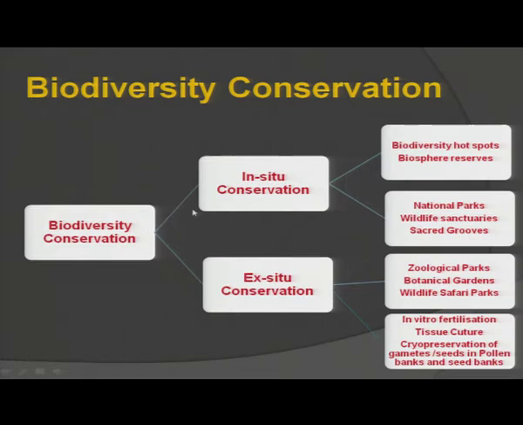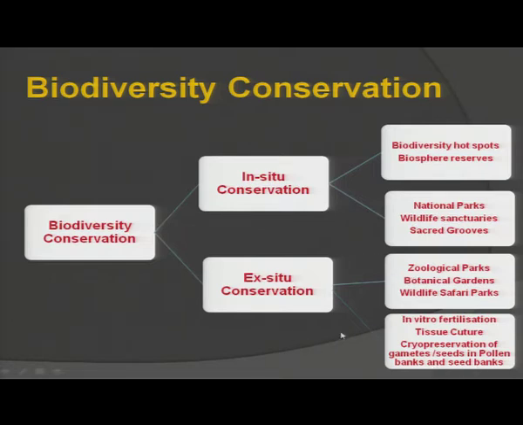Biodiversity conservation can be further classified into two types, in situ conservation and ex situ conservation. In situ conservation, again as you can see in this table, biodiversity hotspots, biosphere reserves, national parks, wildlife sanctuaries, sacred groves, all these are included in the in situ conservation of biodiversity. The ex situ conservation enlists zoological parks, botanical gardens, wildlife safari parks. Again, the newer methods like in vitro fertilization, tissue culture, cryopreservation of gametes, seeds in pollen banks and seed banks.